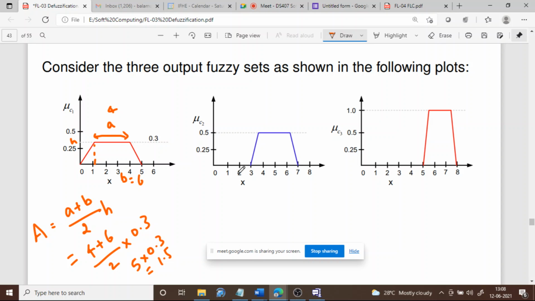See, if you are keeping quiet, there is no point, right? At least you should respond, whether it is correct or not, that is different. You can type in the chat window also. What is the value of H in the second plot? Yes, Bibin, could you answer? What's the value of H?